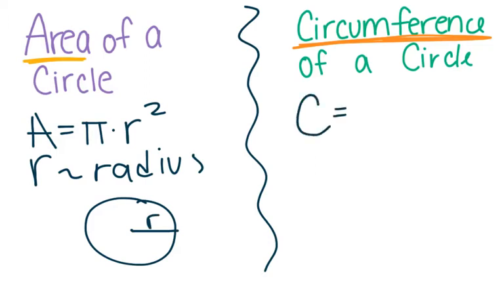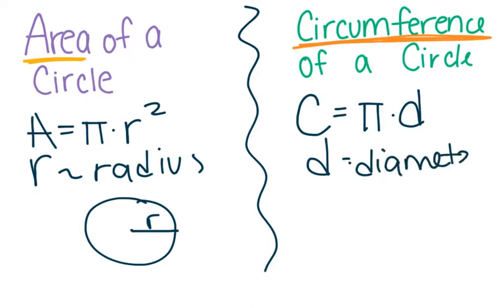Circumference is c equals pi times d, and d stands for diameter. If you don't remember, the diameter is the length across the circle. So diameter is the same as 2 times the radius, or radius is half of the diameter. Those are two formulas you need to know, you need to know when to use them, and you need to memorize them if you don't already know them.